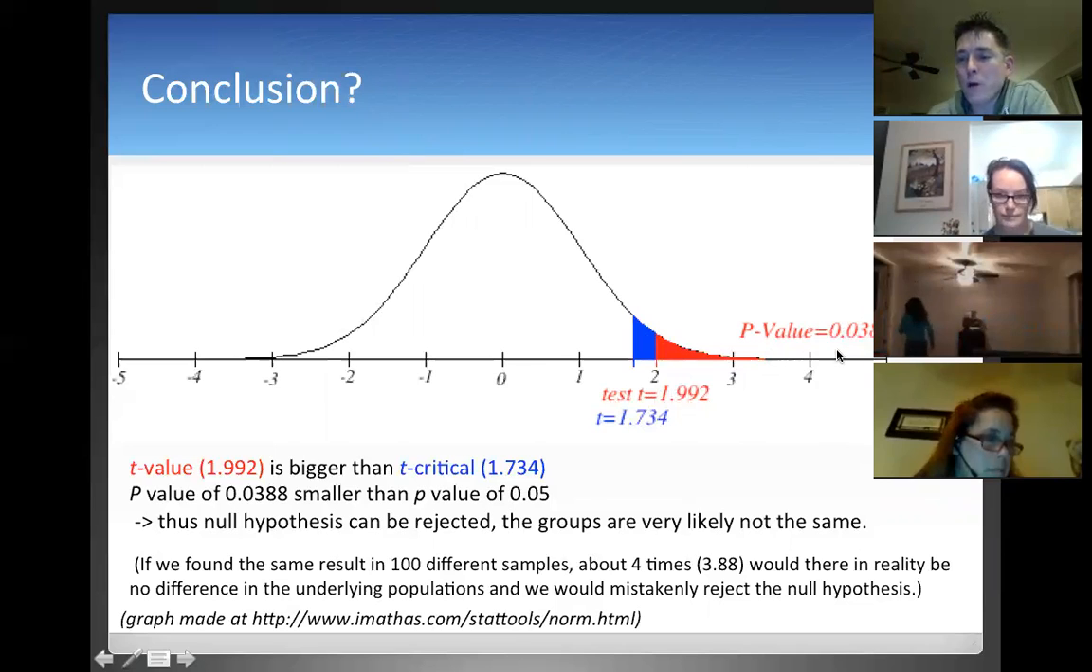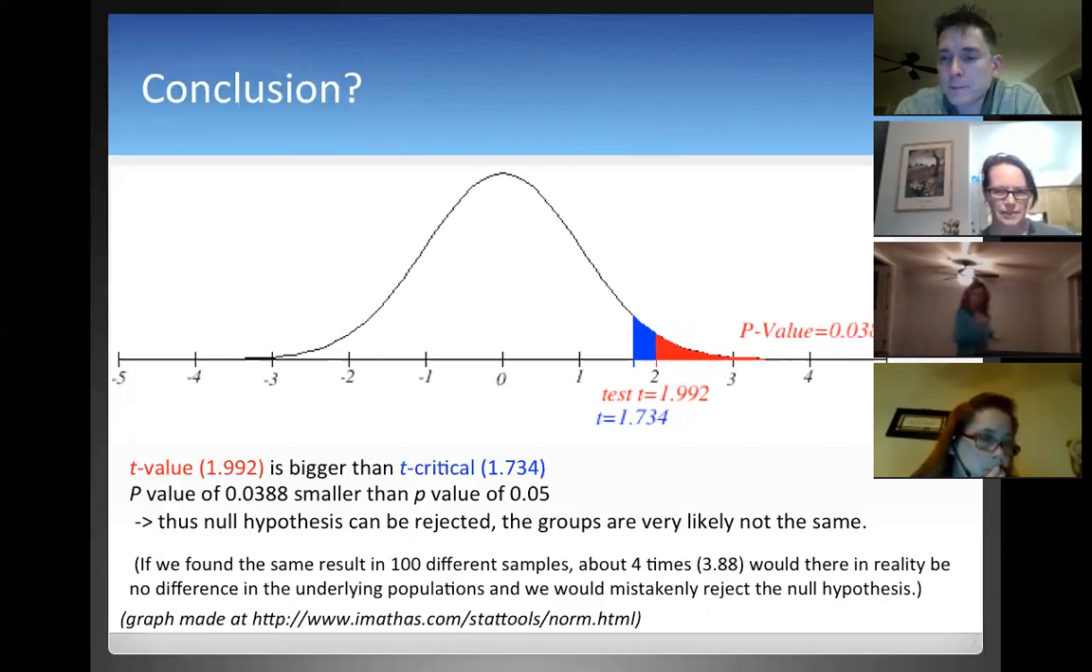So if 1 is 100%, then this would be 3.88% of the values are in this red area. Okay? So this is another way.